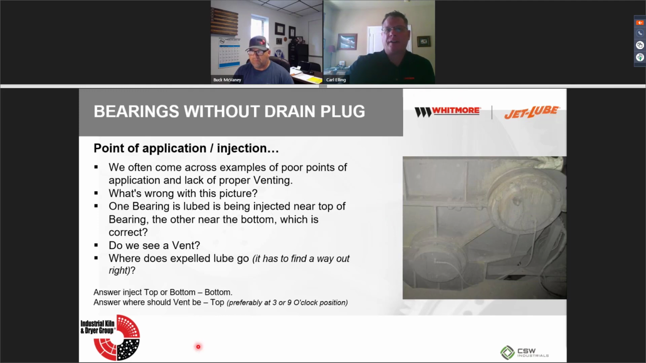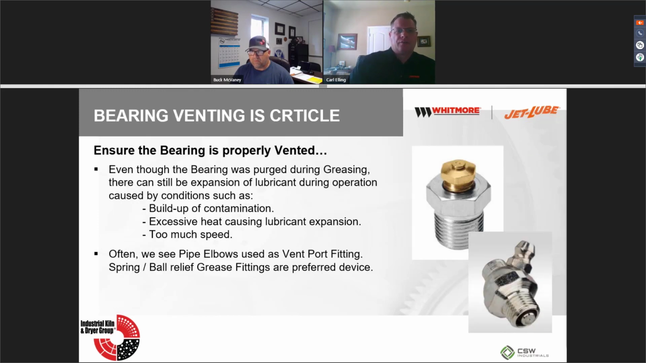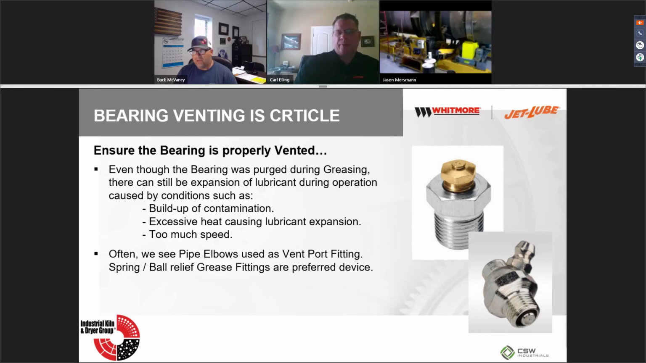So hopefully that'll help out and give you guys some ideas there. All right. Ensure the bearing is properly vented. These are a couple pictures of the vent available through OilSafe and IKD. Let's purge this during the greasing, even though the bearing was purged during greasing.